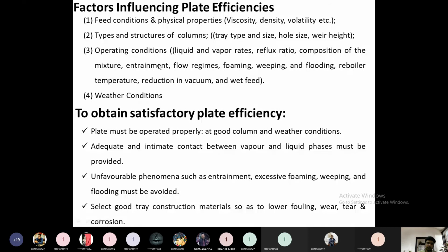Then entrainment. So these are the column operating conditions. This will define how much vapor pressure, how much liquid flow, how much vapor flow has to be retained inside the column. If that vapor flow is low, if that vapor flow is high, then what will happen? Some liquid will just flow down, some vapor will just carry that liquid to the top. So that is called entrainment, flow region, foaming, weeping, flooding, etc.